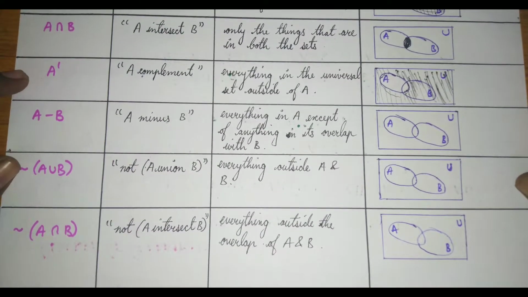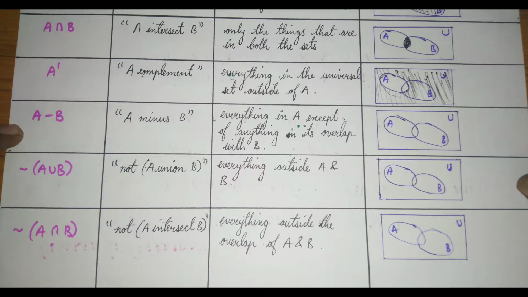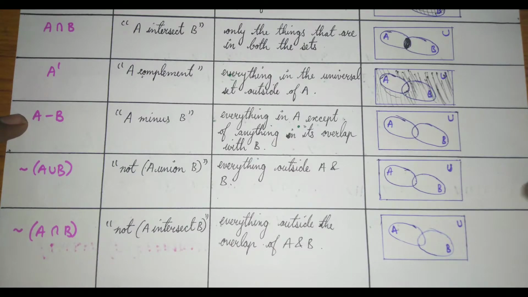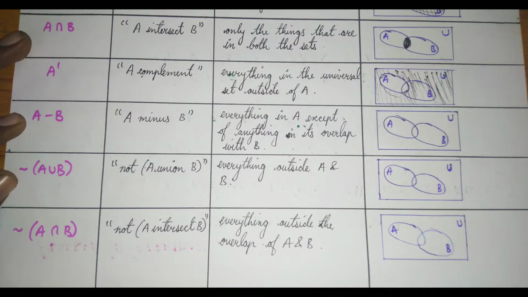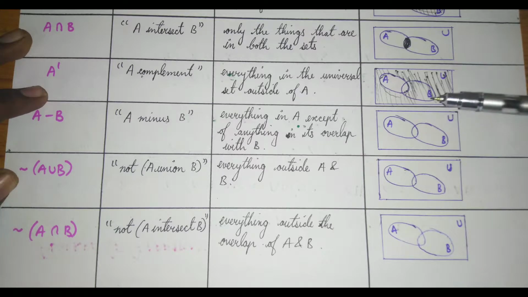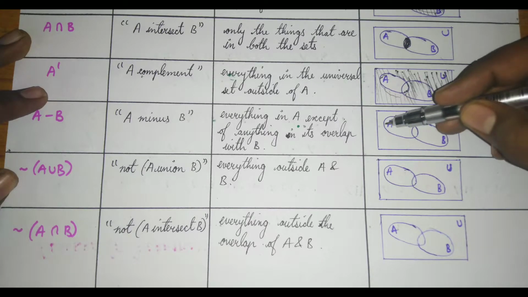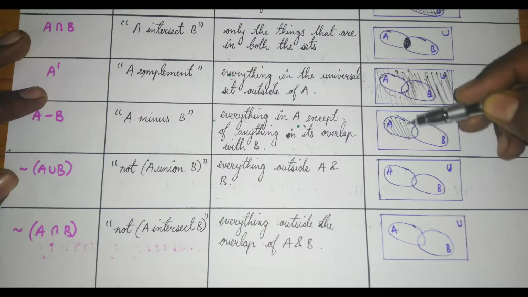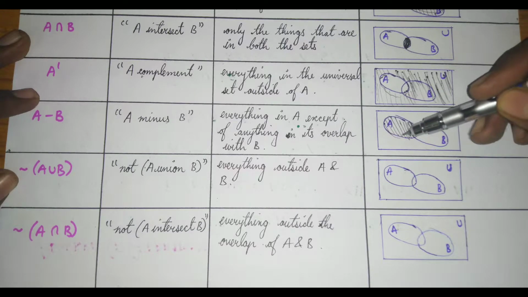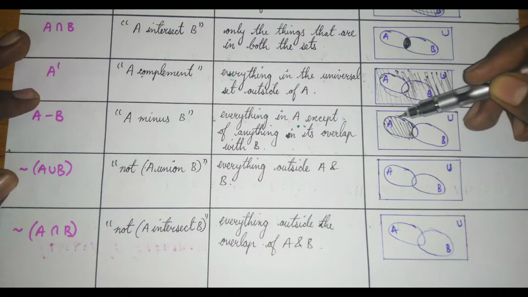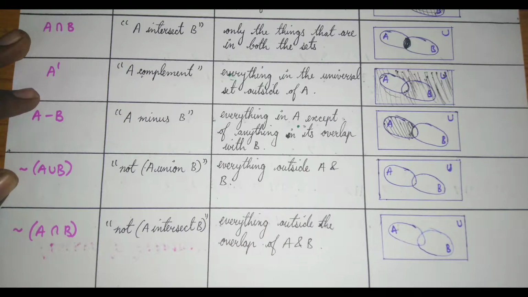Moving on to the next one, A minus B. This means everything in A except anything in its overlap with B. That means you have to shade only the A region and leave the intersection part. So the number of elements in A minus B are those contained in only A. We'll solve questions based on this also, so you can understand it in an easy way.